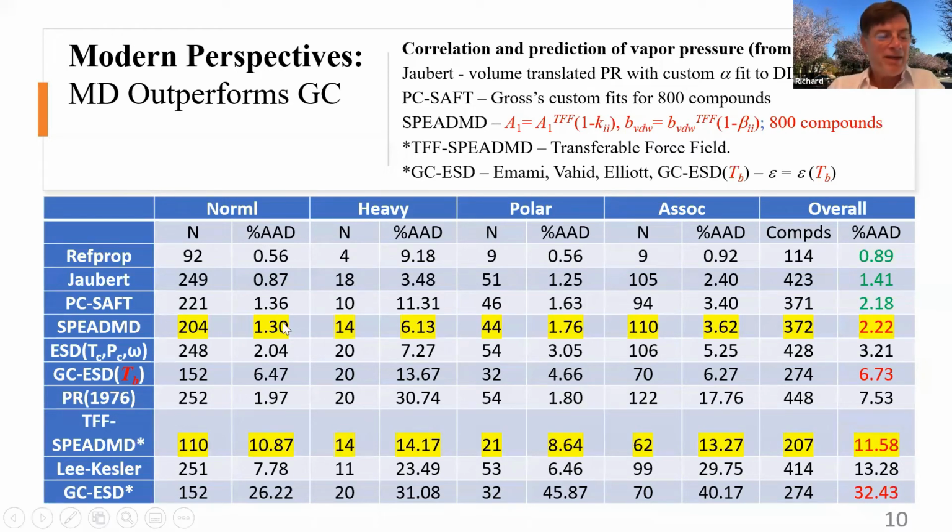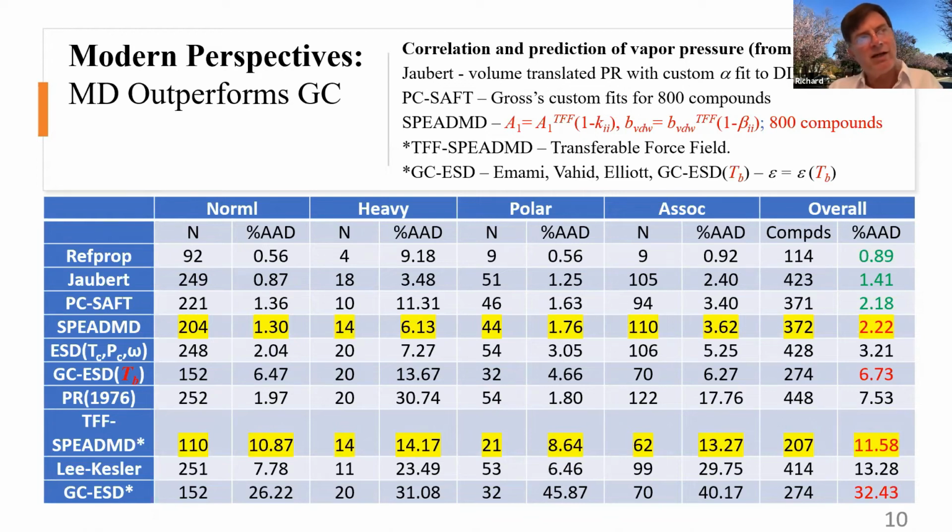Whereas in the SpeedMD method and the ESD method, I limit it to 0.4 reduced temperature. So it goes from 0.4 to 0.9. Below 0.4, the ESD is just out of bounds. The SpeedMD method goes down to 0.001 megapascals. That's my cutoff for the vapor pressures.